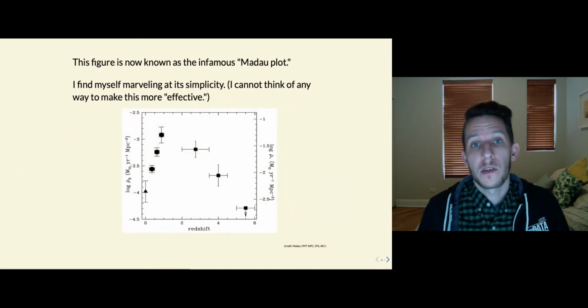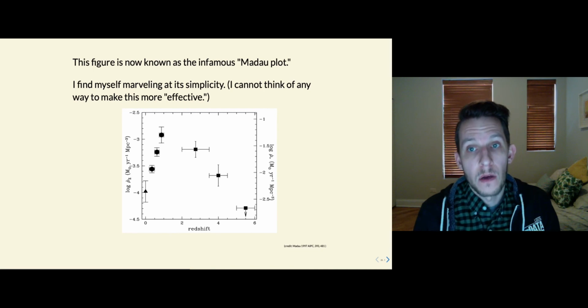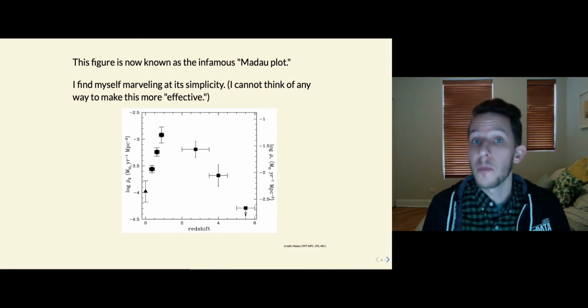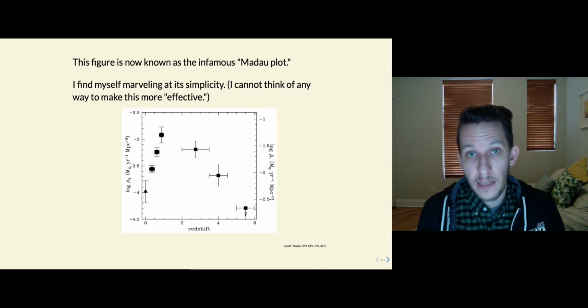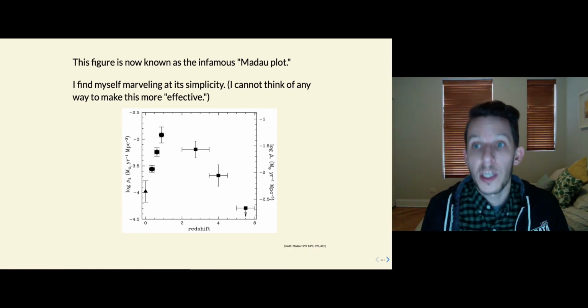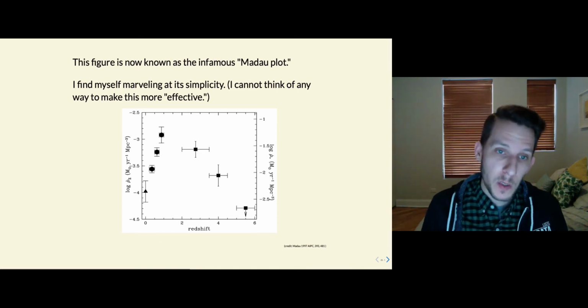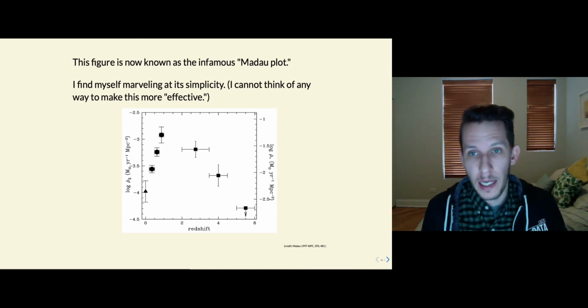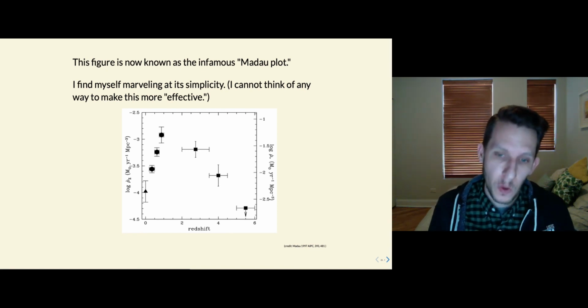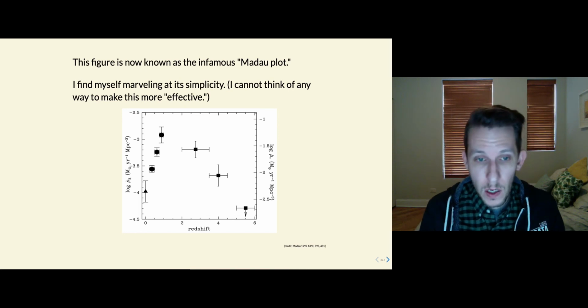This plot is now known as the infamous Madau plot, and it is based on essentially measurements of the star formation rate as a function of redshift, or other versions are as a function of look-back time. And this is work that was initially done by Piero Madau and collaborators. When I look at this plot, I find myself marveling at its simplicity. In this case, there's been some binning of the data, so there's only 7 data points, but we can see very clearly what the story is here.